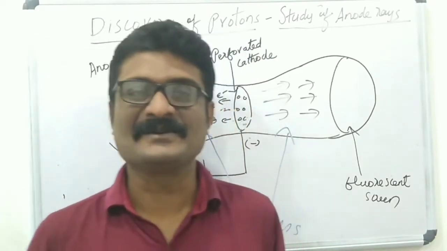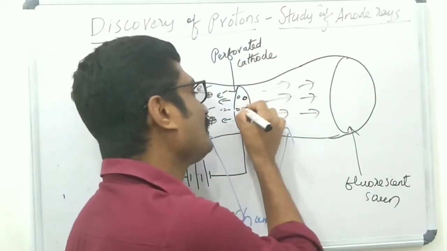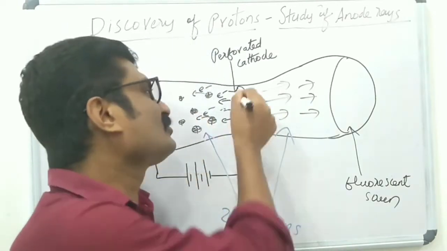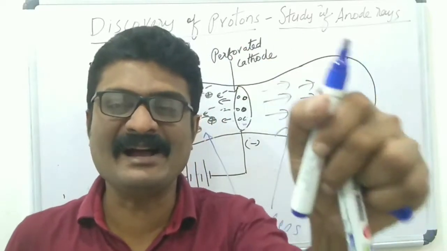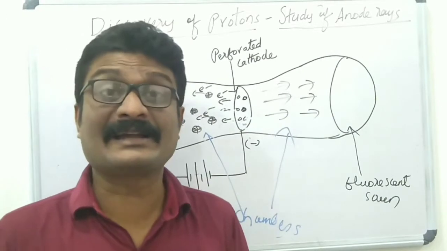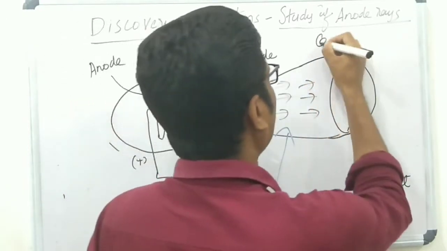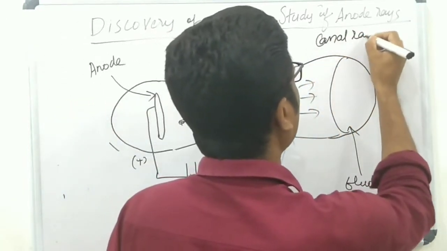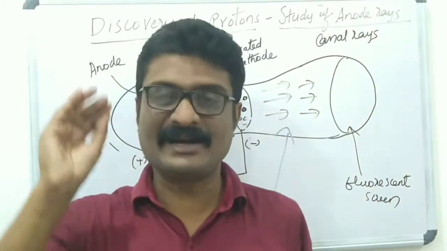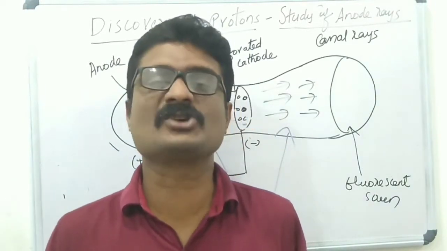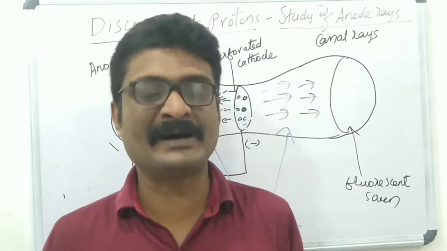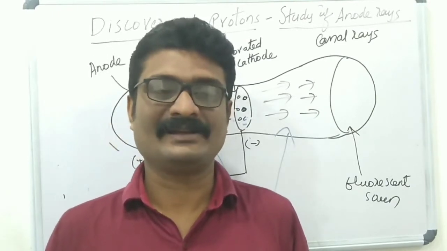Hence these rays are also called canal rays, since these positively charged particles move through the holes or canals in the cathode. These anode rays are also called canal rays. We can say that these canal rays or anode rays consist of positively charged particles.